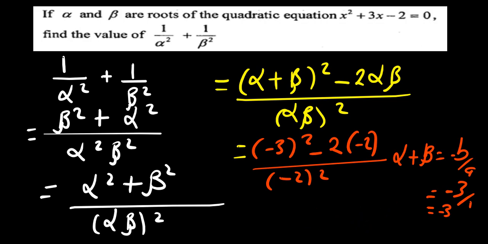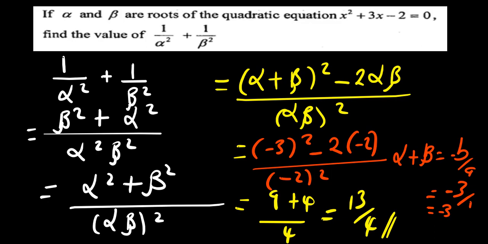So now what are you going to have when you simplify this? Negative 3 squared will just give us a 9. Negative 2 multiplied by negative 2 is a positive 4. Over negative 2 squared, which will just give us a 4. 9 plus 4 is 13. So 13 divided by 4 will be our final answer. Okay, let's solve another question.